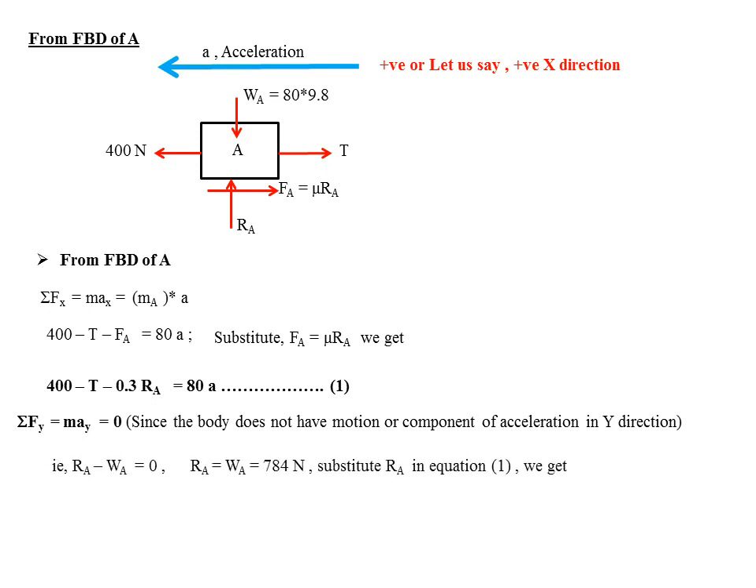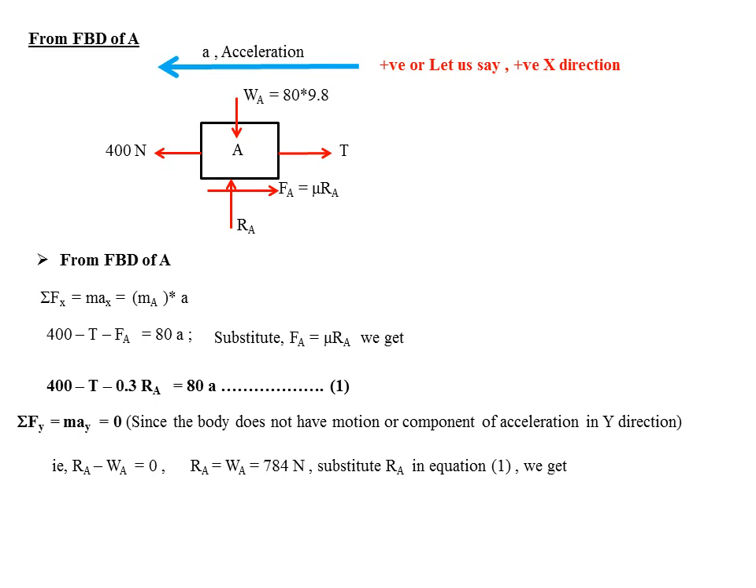Okay, so what are the forces in the y direction? Ra is positive, Wa is negative, only two forces. So Ra minus Wa equal to 0, or Ra equal to Wa. Wa we already know, 80 into 9.8, which is 784.